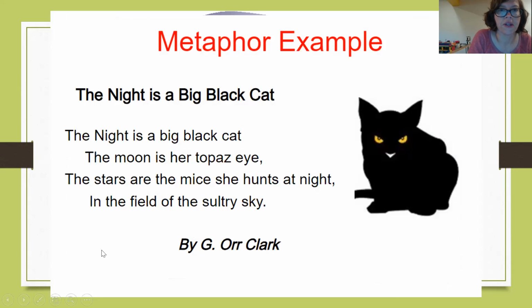Here's another example. The Night is a Big Black Cat by G. Orr Clark. The night is a big black cat. The moon is her topaz eye. The stars are the mice she hunts at night in the field of the sultry sky. So again, the night is being compared to a cat and the stars to mice.